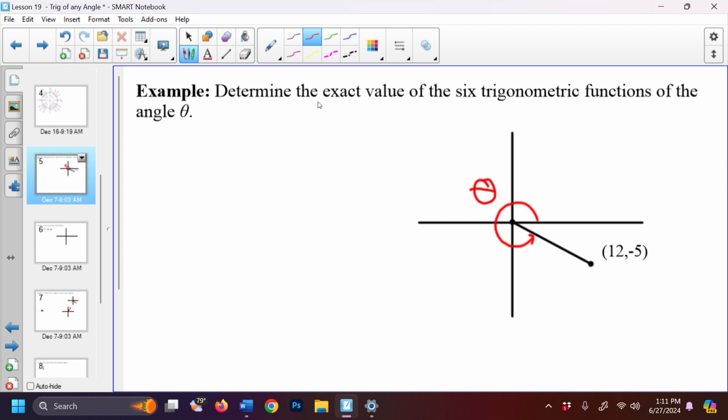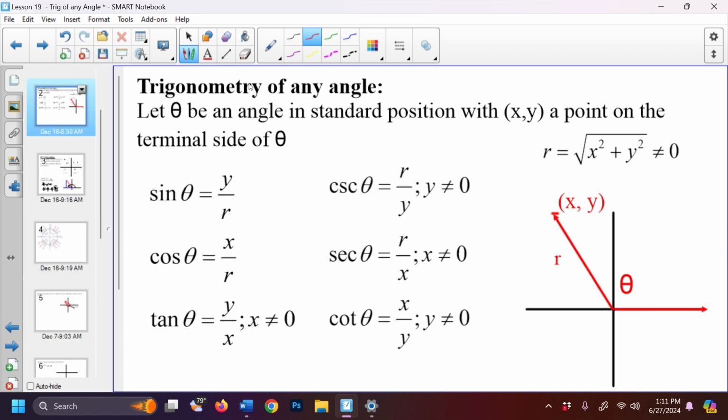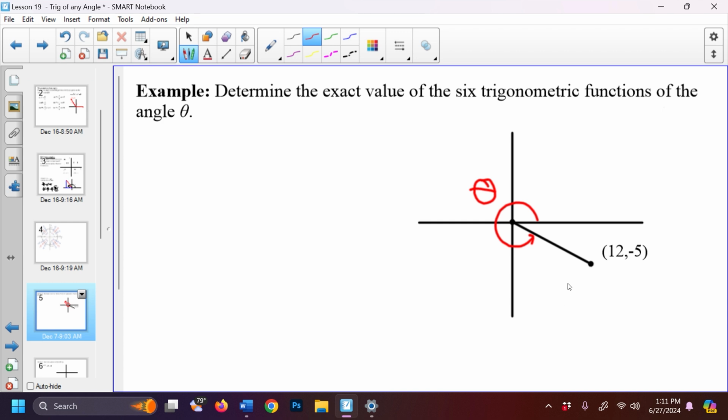All right, so it says determine the exact value of the 6 trigonometric functions of the angle theta. So all I am doing here is using what we had on this first slide. My sine of theta is y over r, my cosine of theta is x over r, and go through all of those. But when I look at this, I already know what my x value is, I know what my y value is, but I don't know what my r value is. So I'm going to do a simple Pythagorean theorem, a simple distance formula, to figure out what r is.